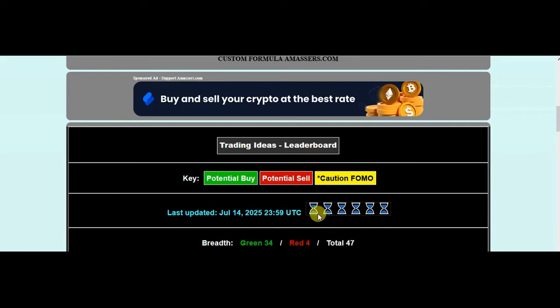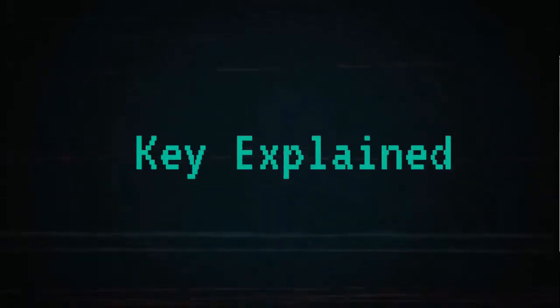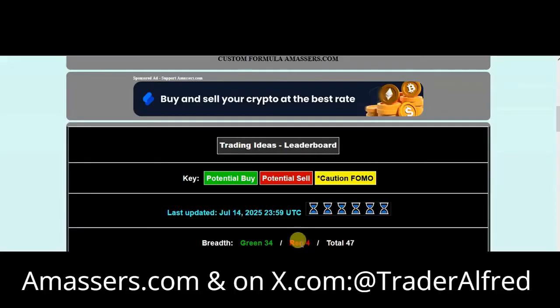Now, every 4-hour block is represented by an hourglass right here. These 6 will mean we're nearing the end of the day. The other day, the market was simply exploding. Now, this key was showing a lot of these, which is, we've added something called a cautionary area here.